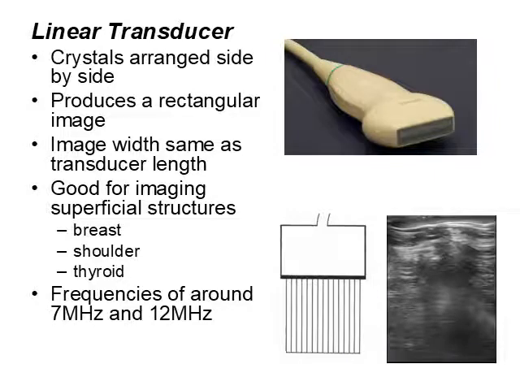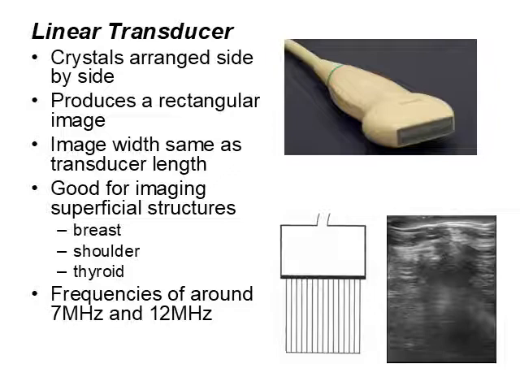Now, we're going to talk about the two main types of transducers that you're going to find on pretty much all machines. The first one is your linear transducer. With your linear transducer, you have a rectangular flat face. It gives out a rectangular field of view, so all the crystals are aligned along this rectangular face and they give out the sound wave. And so this is an idea of an image that you would get. You get a very rectangular image.